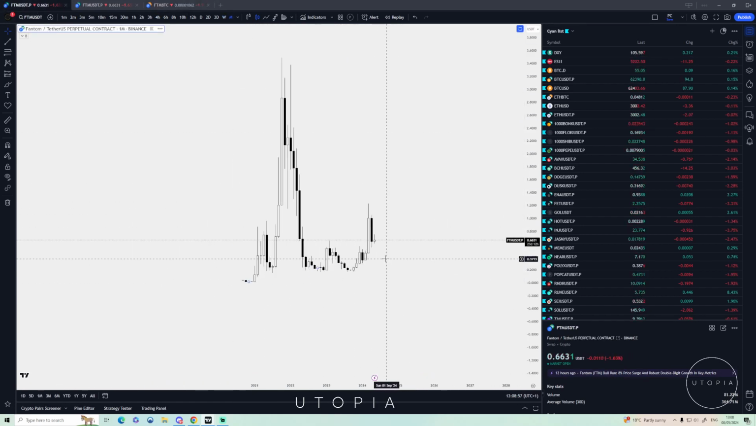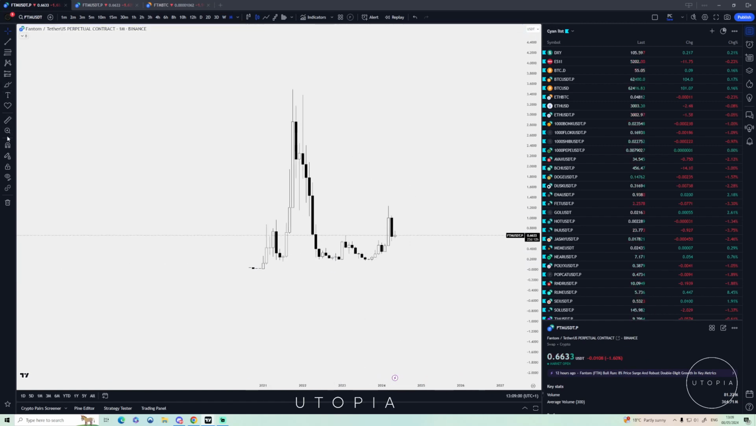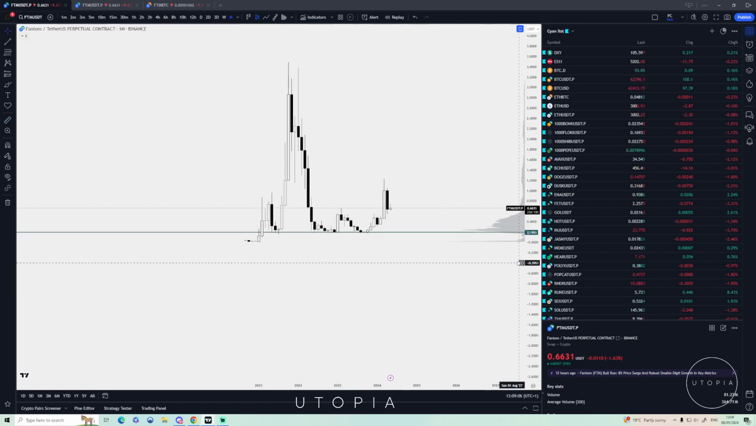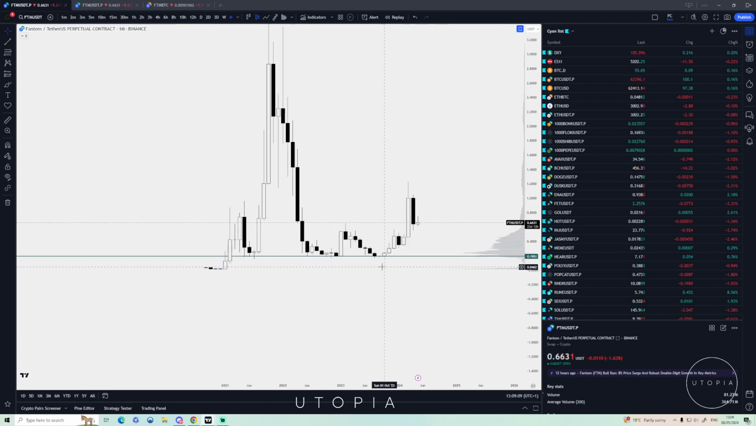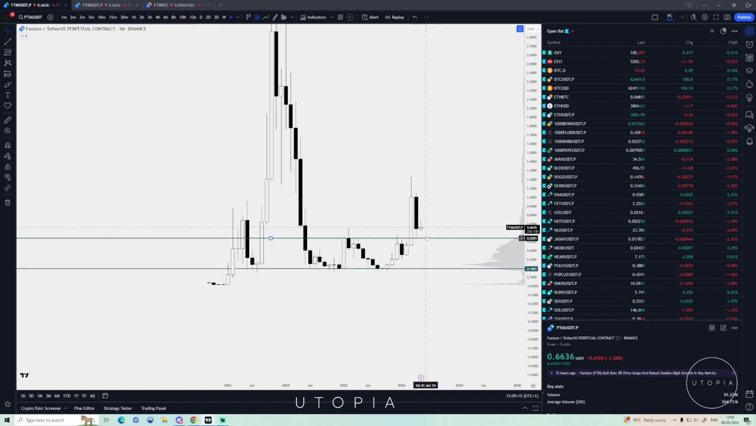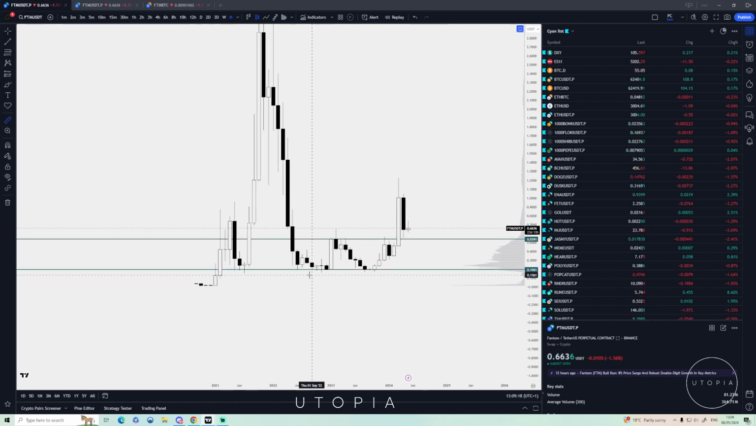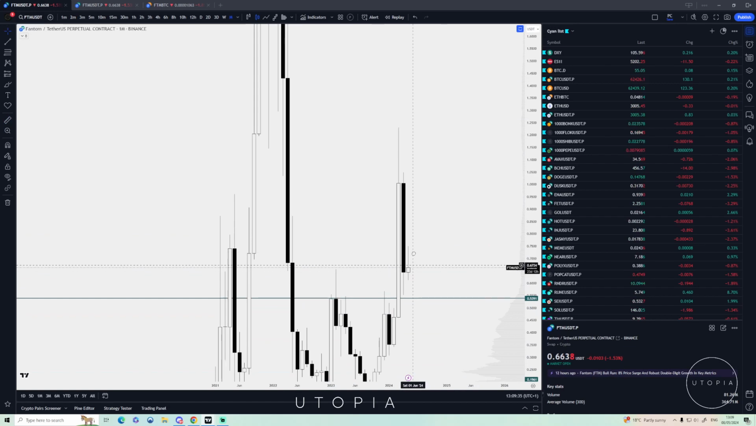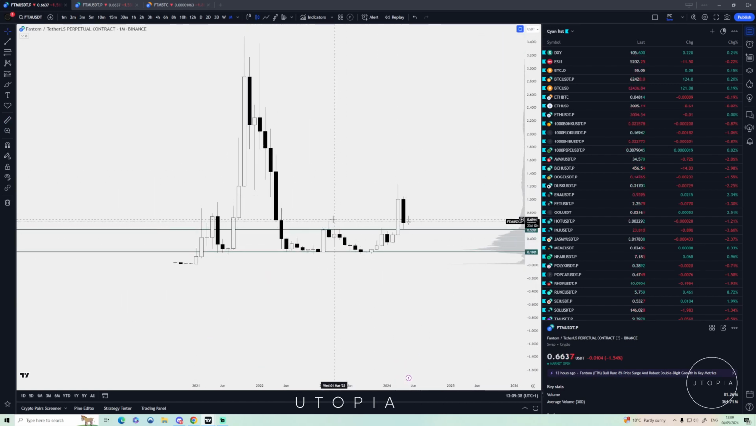So starting on the monthly, FTM clearly had this range formed around the 0.2 being that range low on the monthly, clearly acting as the range low area and then the range high. So FTM was in the accumulation area for 640 days, so almost 2 years, a 2-year range on FTM, and we've recently seen the break from this range back in March. So accumulation potentially over.